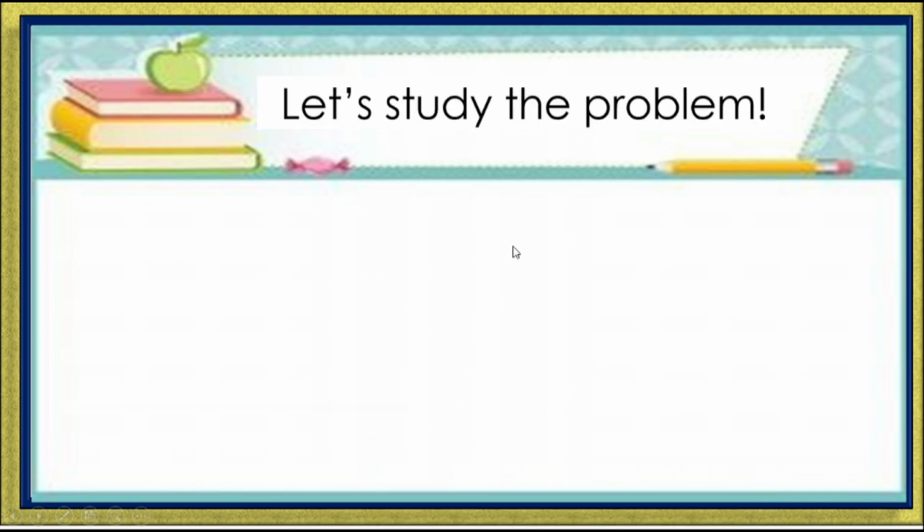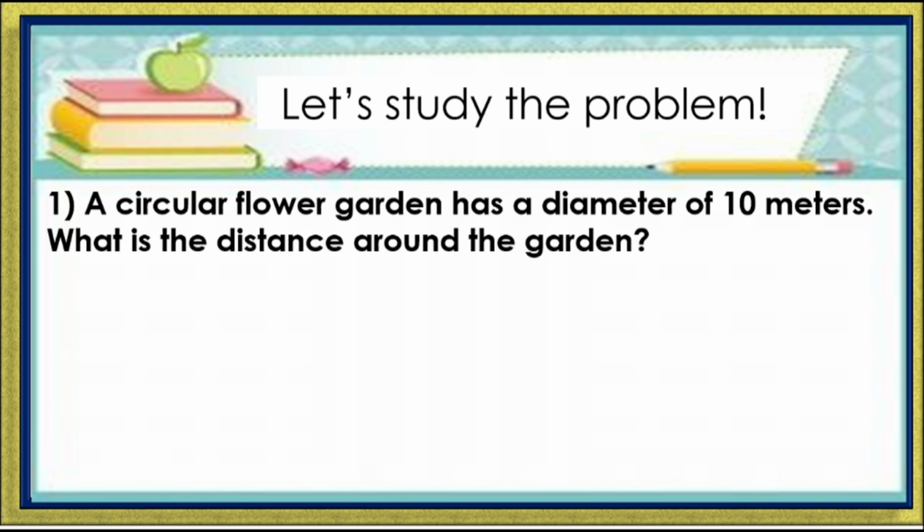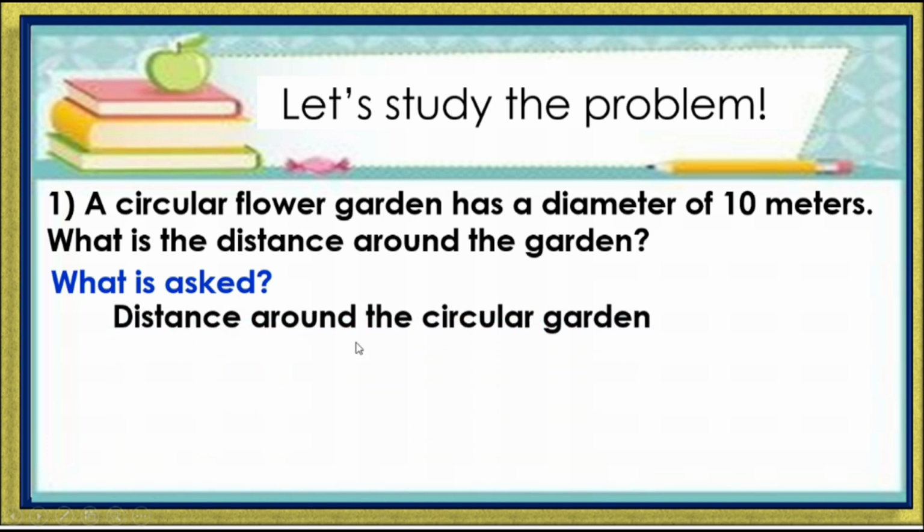Okay, so let's study the problem. So let's use either the first formula or the second formula. So for problem number 1, a circular flower garden has a diameter of 10 meters. What is the distance around the garden? Again, this would be a circular flower garden. So it involves a circle and the diameter. Then what is the distance around the garden? Distance means the portion around it. So it involves a circumference. So what is asked in the problem? The distance around the circular garden.